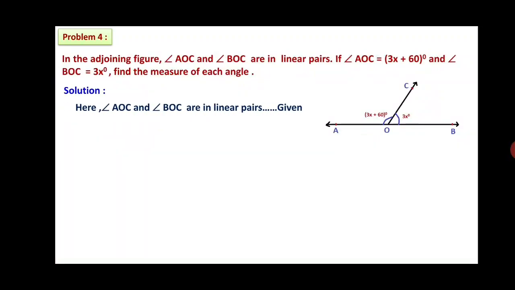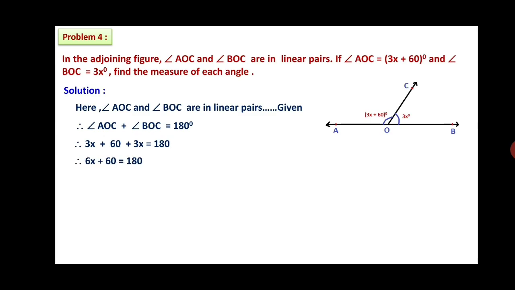Friends, here angle AOC and angle BOC are the linear pairs. It has been given. Therefore, we can write angle AOC plus angle BOC is 180, since linear pair angular sum is 180. Now substitute the value: 3x plus 60 plus 3x is equal to 180. We have substituted the values of angle AOC and angle BOC from the problem.